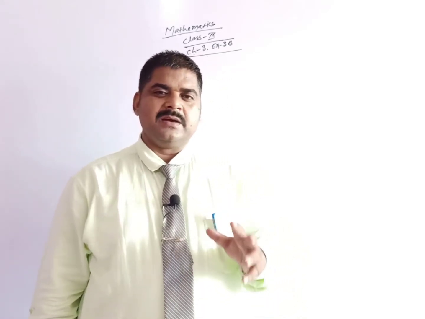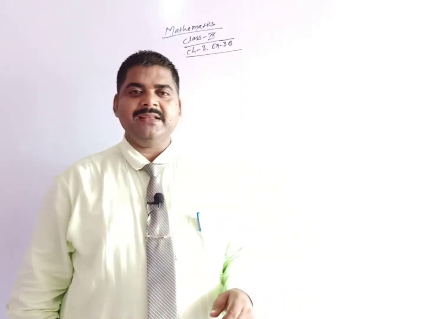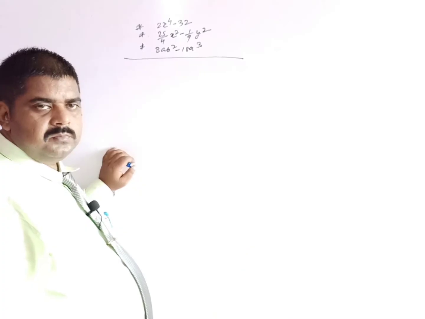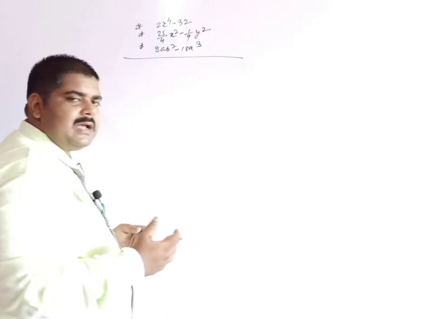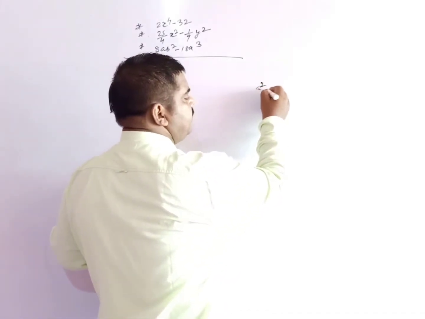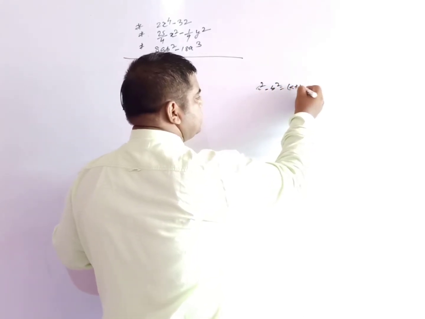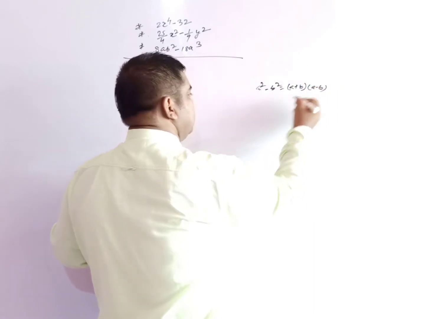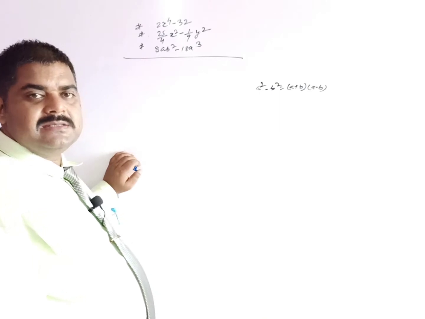I now come with you to discuss some difficult problems of 3B from R.S. Agarwal. Hope you enjoy this session. My dear students, I have just selected 3 questions. And actually in this exercise, all the questions are made with the help of a formula: a square minus b square is equal to a plus b into a minus b. On the basis of this formula, all the factorization you can do easily.